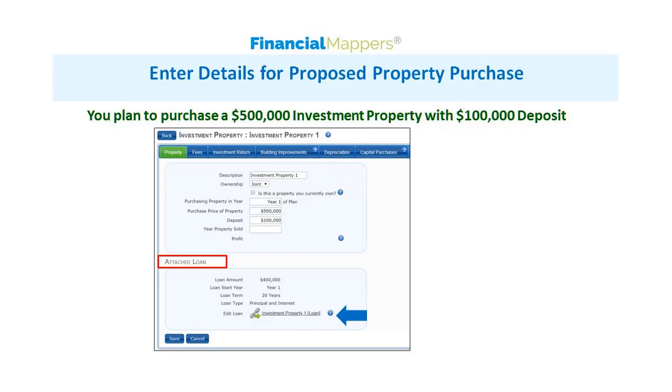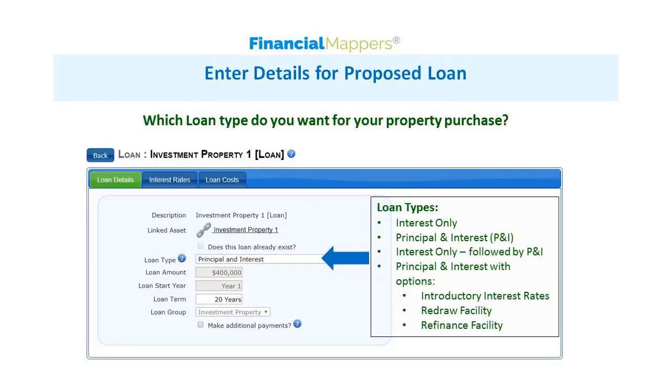When a new loan is created, the program defaults to a 20-year principal and interest loan with no loan costs. To change the loan details, you must click on the link, which is the underlined word Investment Property 1, Loan. When you first enter the created loan, you can change the loan type and other specifics of the loan if you have them. If you don't, just leave the default rates for now.